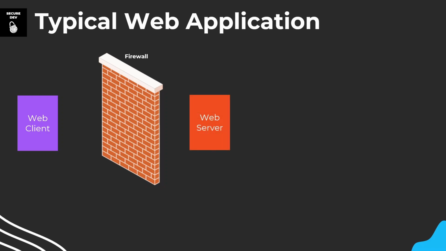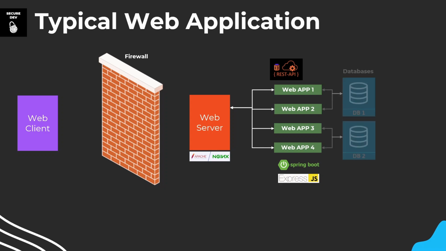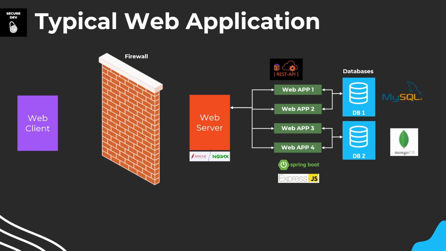Beyond that firewall, we have a web server. And it could be something like Nginx or Apache or any other web server, which is managing communications with different web applications. These web applications might be designed using frameworks like Spring Boot for Java or Express.js for Node.js. And that's the core of our system. And we could imagine, for example, exposing REST APIs thanks to these web applications. Finally, the web applications themselves communicate with databases, which could be something like MySQL or MongoDB to persist all the data handled by the system.